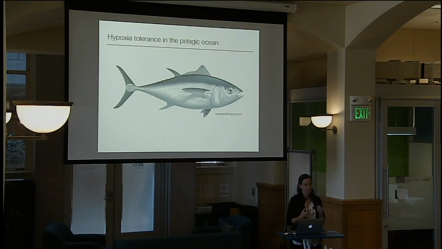And I've worked on a bunch of different topics. I'm not really tied to one particular organism or system. I've worked in the pelagic ocean and the coastal ocean mainly, though. And I've worked on bacteria, on sinking particles. I've worked on mussels, not these types of mussels, but the mussels that are shellfish along the coast. And what I'm going to talk to you about today is hypoxia tolerance in the pelagic ocean.